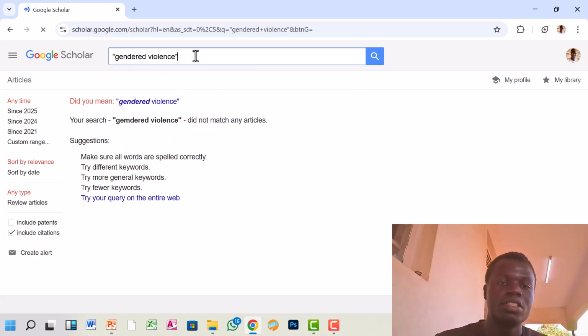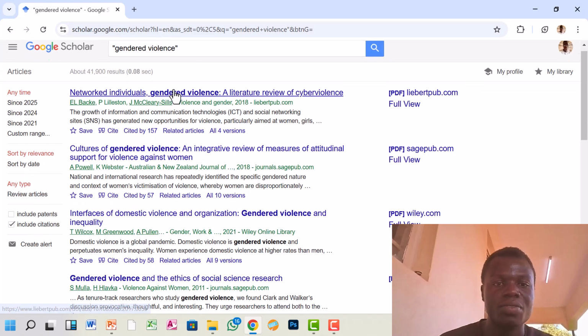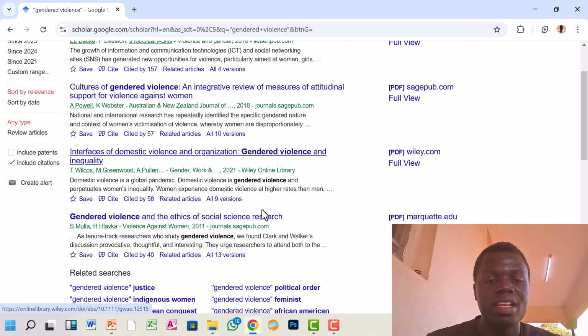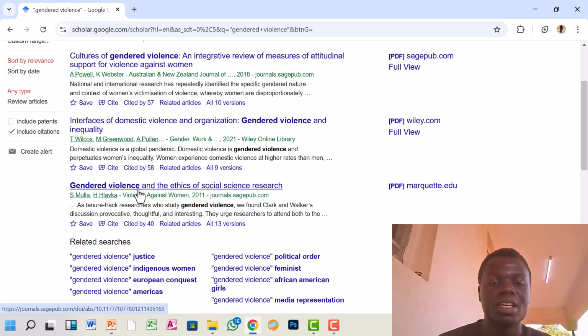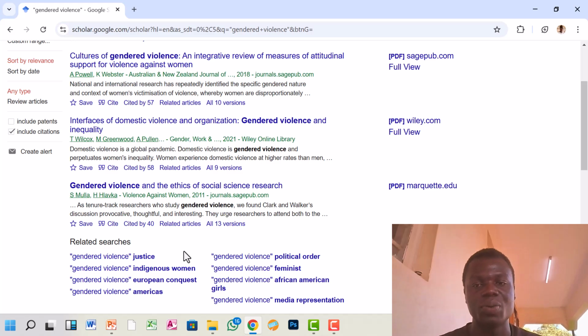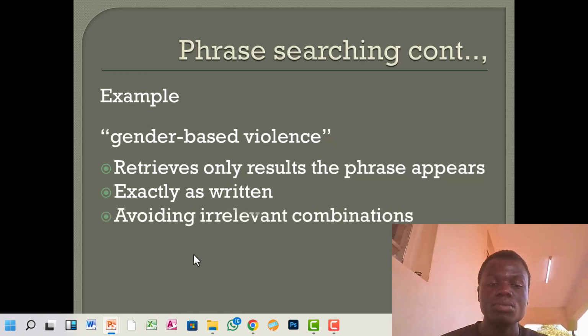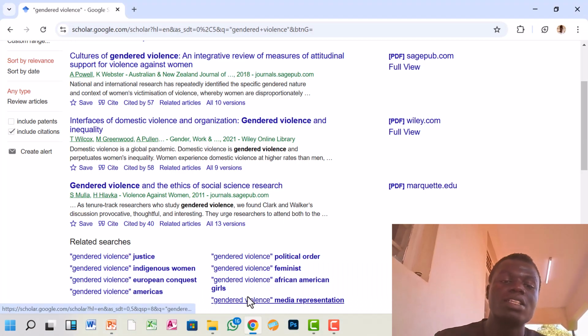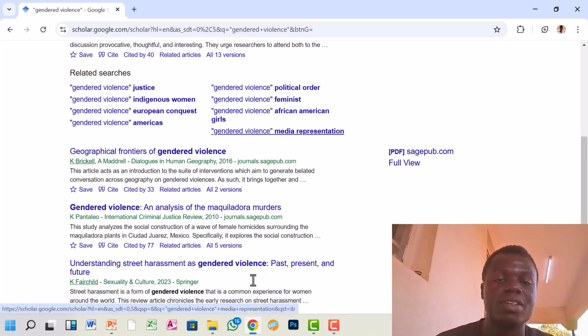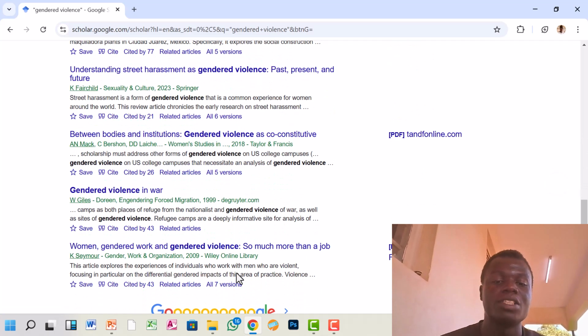So when I enter this, it's going to retrieve results containing the phrase all together. That is it, gendered violence. As you can see, all the articles that we will be bringing will be containing gendered violence. So that is the power of phrase searching, in such a way that you're enclosing the words in the quotes. So it avoids irrelevant combinations. As you can see here, all articles that it is linking are based on gendered violence. All the articles that it brings contain that gendered violence.